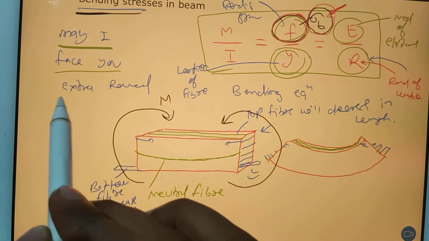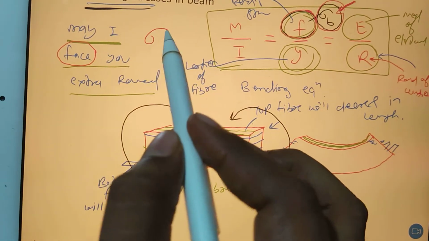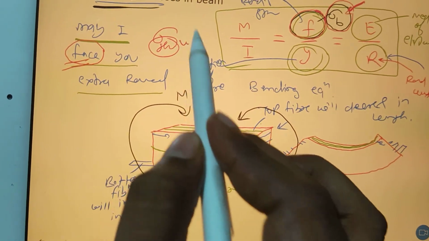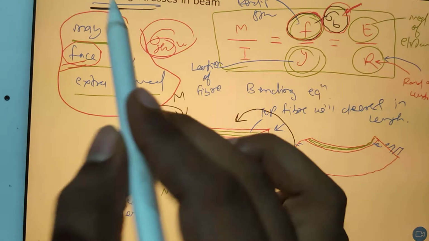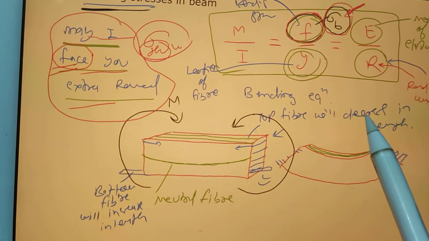May I face you extra round? If you are not using F here, then you can use sigma here and write, may I show you extra round. So sigma means show. So anything you can make a trick. So, may I show you extra round or may I face you extra round? So you can use sigma there for that purpose.